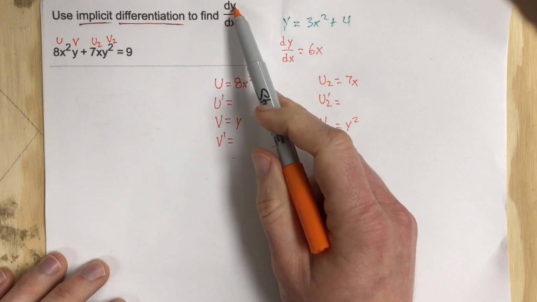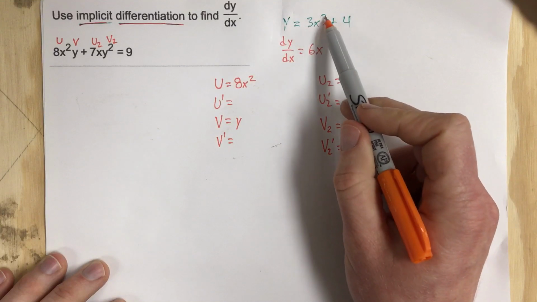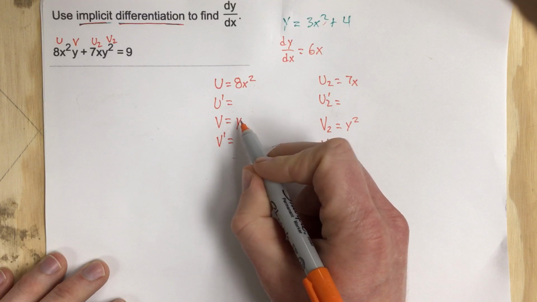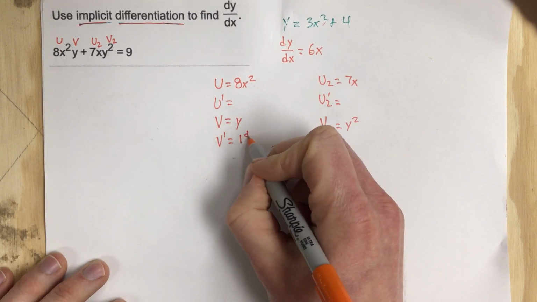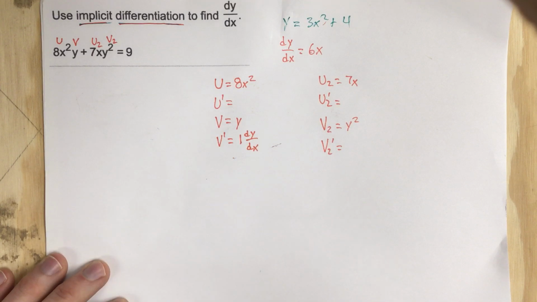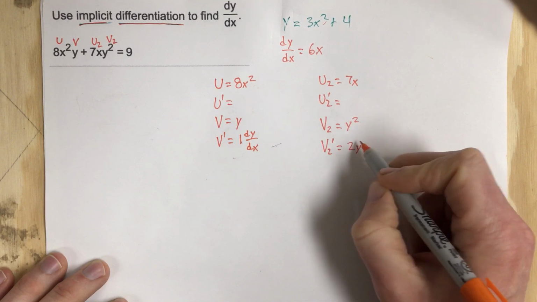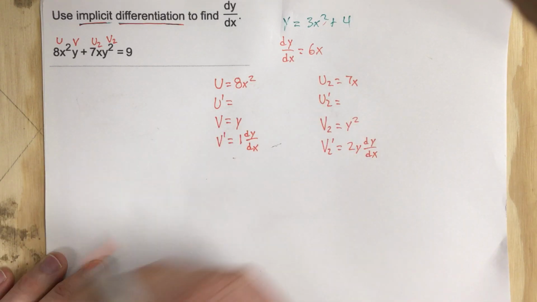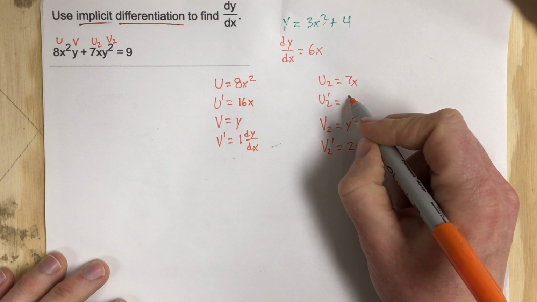Now, because I'm trying to find dy over dx, the derivative of y with respect to x, essentially I'm supposed to only differentiate the x terms. So whenever I do the derivative on a y term, I treat it the same way, derivative of y is 1, but I have to add in this dy over dx. So the derivative of y is 1, but that's times dy over dx essentially. And the same thing down here, derivative of y squared is 2y, and then we add in the dy over dx at the end here. These I can differentiate just like I normally would, so 8x squared is 16x, and 7x is 7.